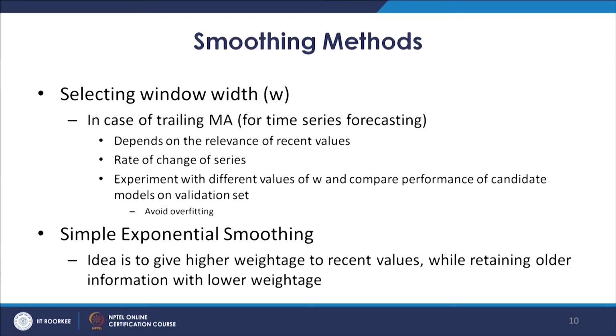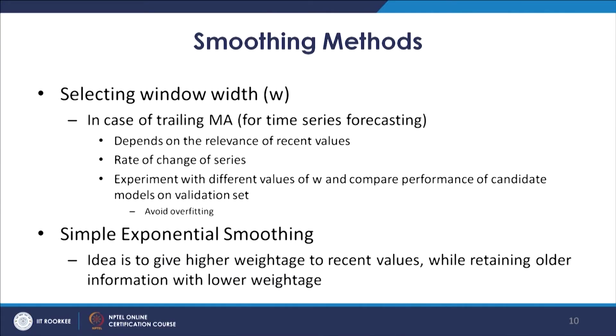Similarly, if we talk about the trailing moving average, which is typically used for time series forecasting, we have to look at the relevance of recent values. What is the relevancy of the historical values, whether they are going to help us in improving the forecast, and how the series itself has been changing. So the rate of change of the series and the relevance of the recent and past values of the series, we have to look at for deciding the window width W.